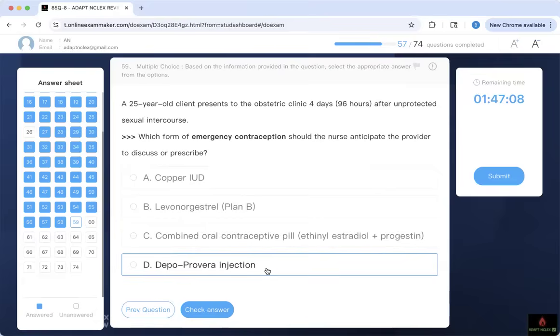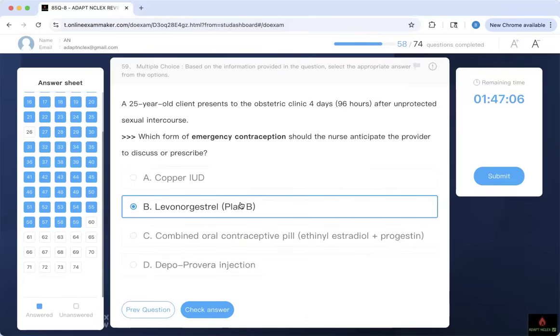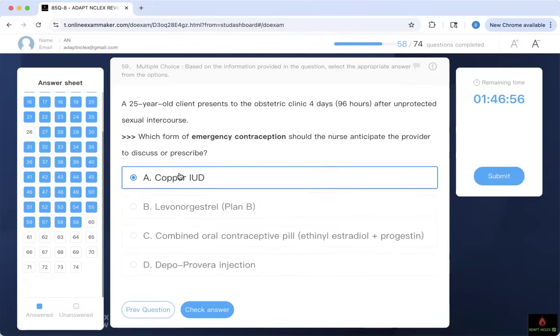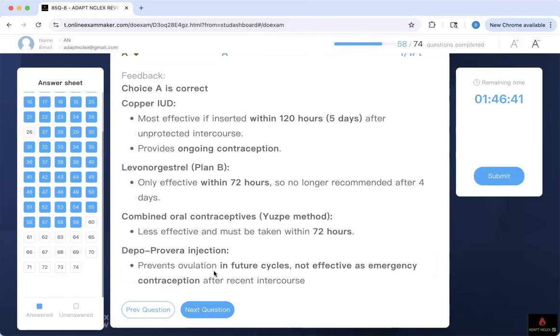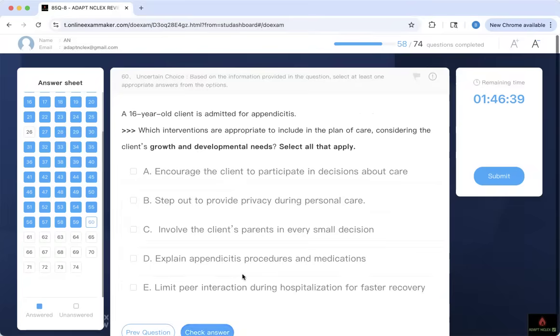Write this down. If it's within 48 hours, Plan B. If after 5 days or more than 72 hours, you give them copper because it's long lasting, it's forever. These others will take forever to work and are not effective. Either you get Plan B within 72 hours, or after 72 hours, you get a copper IUD. And that's the key concept here.